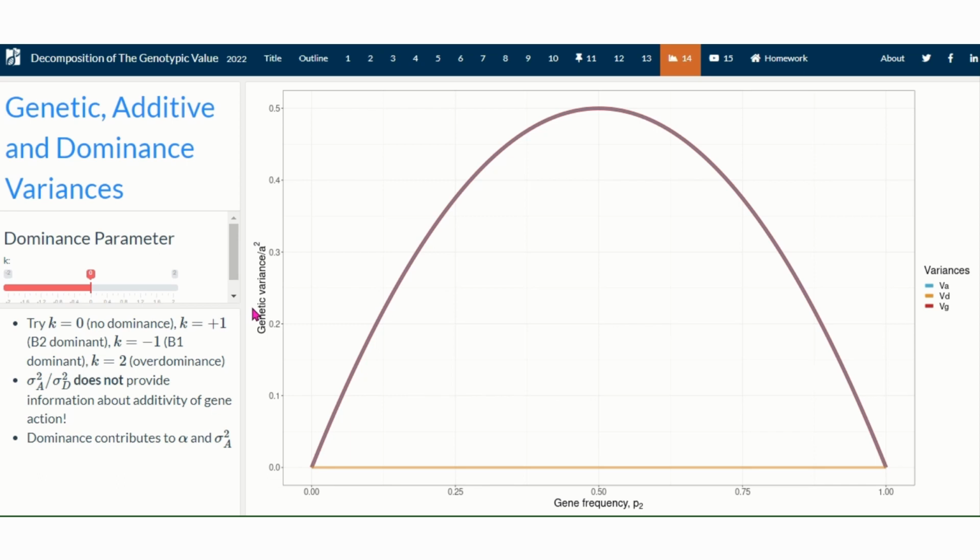Now, let's start with the simplest case. In the absence of dominance, we can observe that the additive and dominance variance lines overlap, indicating that they are equal.